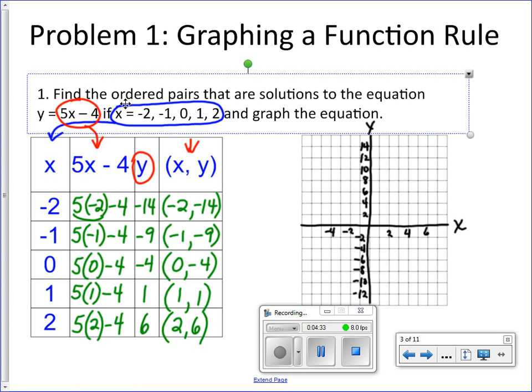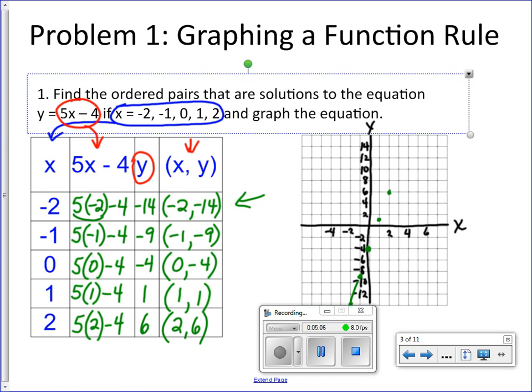-2, -14, our first ordered pair, would be right here. -1, -9 would be right between the -8 and -10. 0, -4 would be right here. 1, 1 would be right here. And 2, 6 is right here.